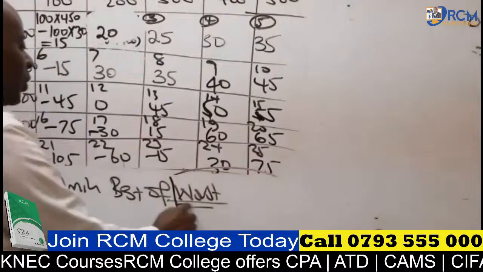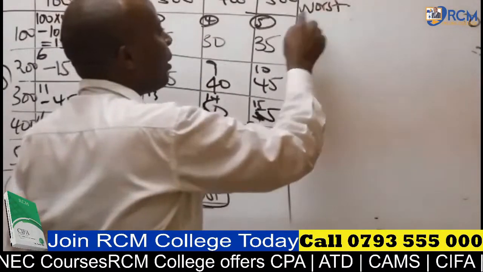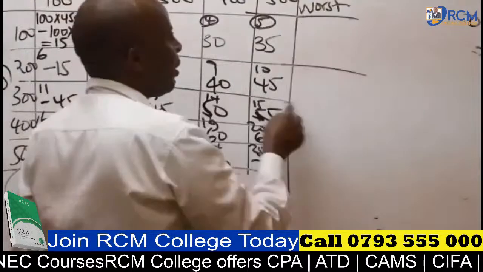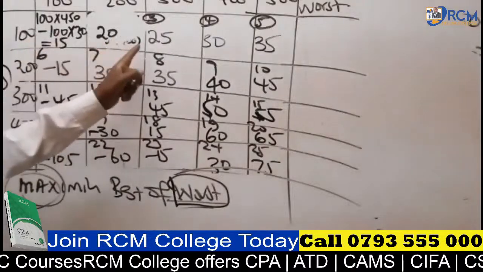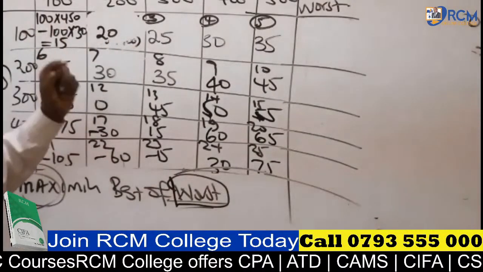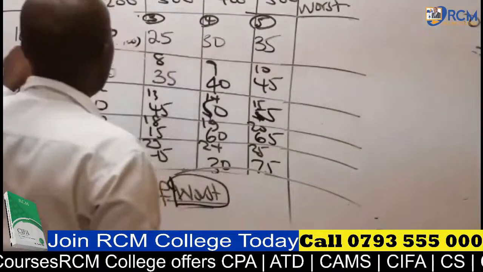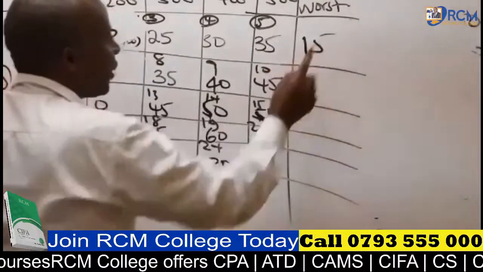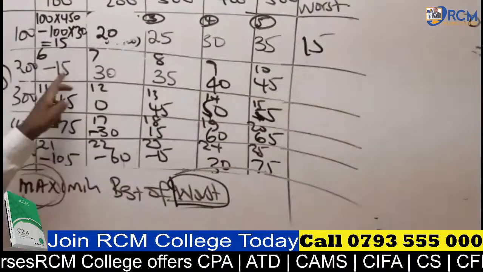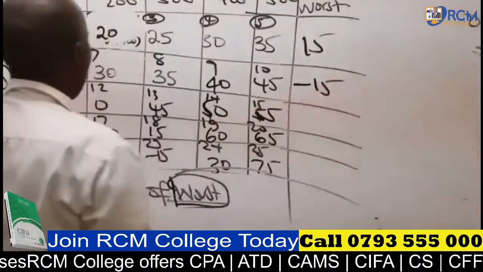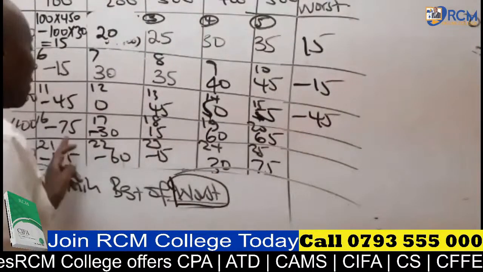So we need to start with worst. Create a column there for worst. For worst, we go to each row, each alternative, selecting the worst profit, which will be the lowest profit. The worst profit here is 15, the very lowest. Then we have this one here, the very worst here is negative 15. The very worst here is negative 45. The very worst here is negative what?